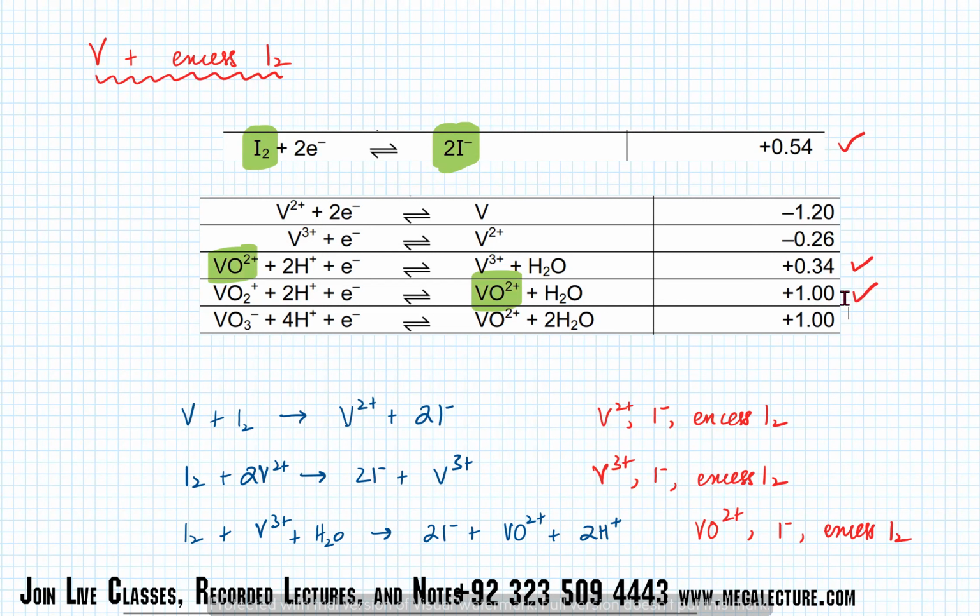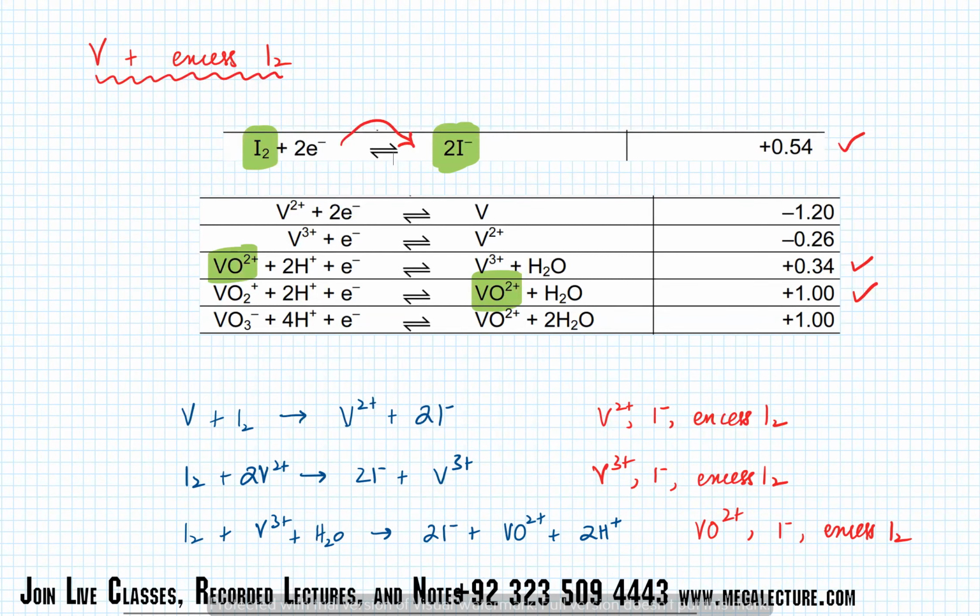The highest potential at the moment is 1. So VO2 with a plus 1 charge is going to gain electrons. I don't have this thing. I mean, this thing is not over here. So I'm going to reject this one. इसको reject कर देते हैं. Who's the highest after that? That's 0.54. So that's the one that's going to gain electrons. I do have excess iodine that's going to gain electrons, so that's fine.